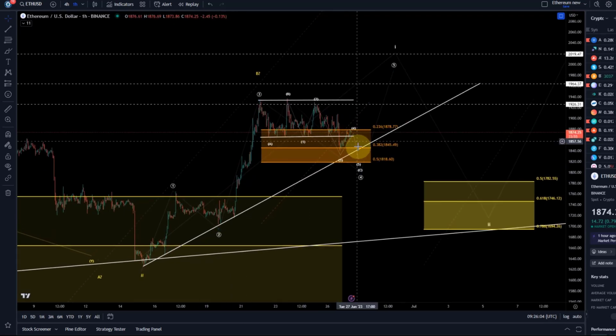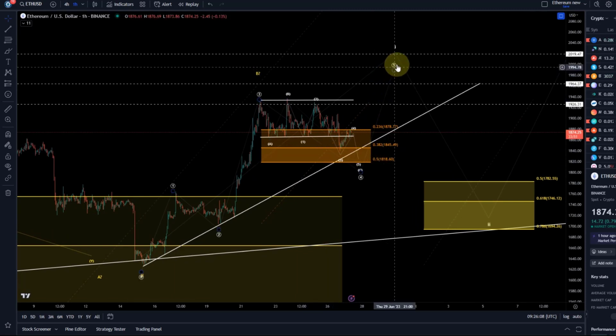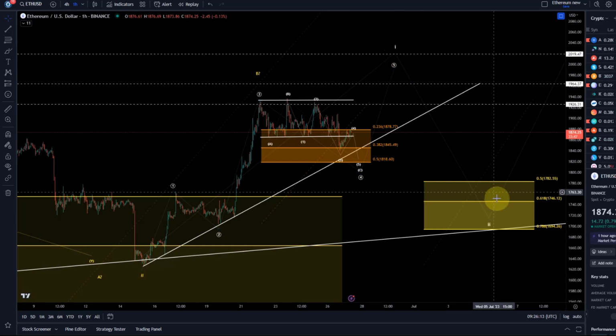So, as long as we're holding 1818, another high is preferred into the low $2,000 region in a wave 5 of 1, and afterwards we can look at a deeper pullback in a wave 2.